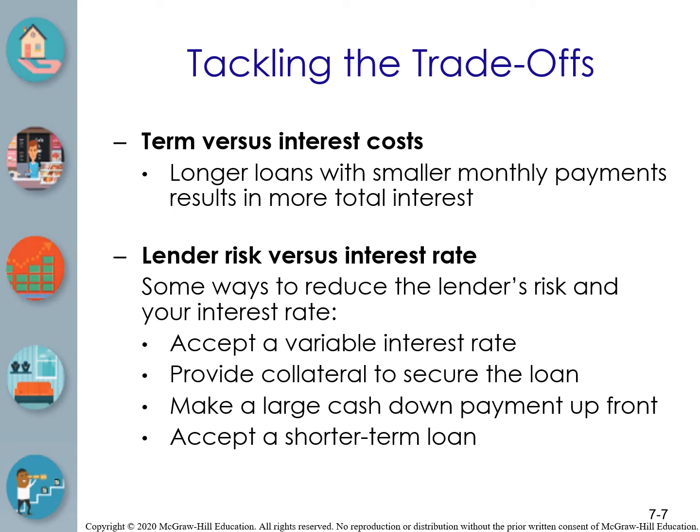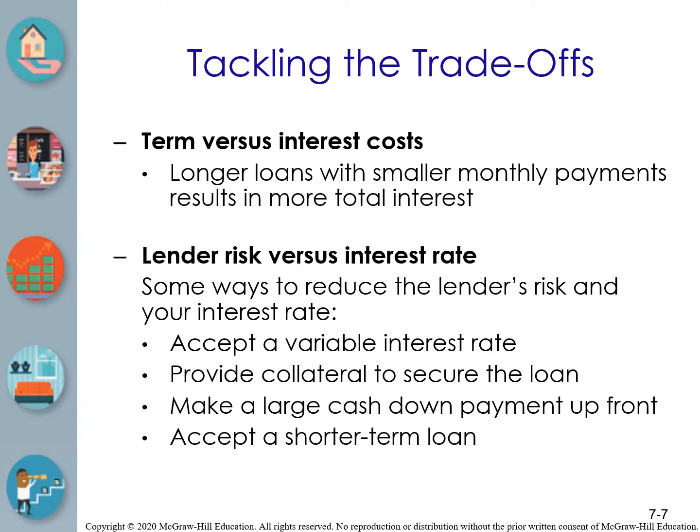Here come the trade-offs. Term versus interest costs. Longer loans with smaller monthly payments result in more total interest. So again, it's that time value of money, the longer your lender is away from his or her money, the higher the interest rate is that they're going to be charging you. So if you buy a car on a 36-month term versus a car on a 60-month term or 72-month term, 6 years, the longer the term, the higher the interest rate. Typically, this is the case. Okay.